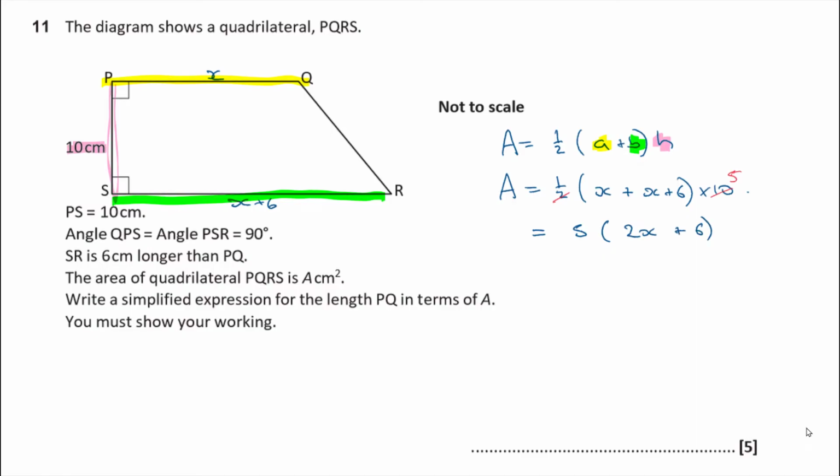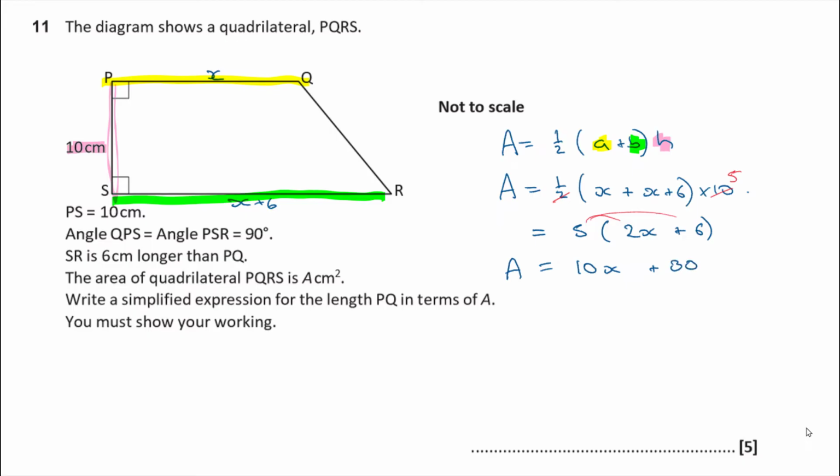Okay, just brought the 5 to the front. So that's how we normally write it when we've got a multiplier of a bracket. You should have the multiplier at the front rather than at the back. And then I'm just going to multiply out that bracket. 5 times 2x and 5 times 6. That's going to give me A is equal to 10x plus 30.